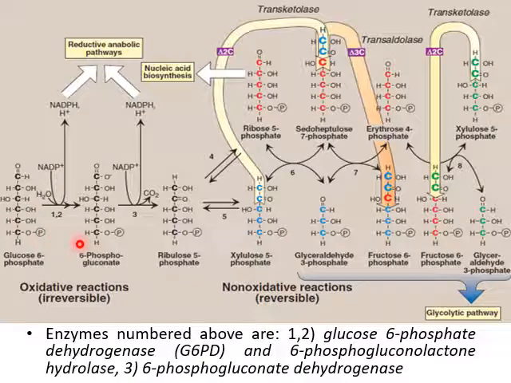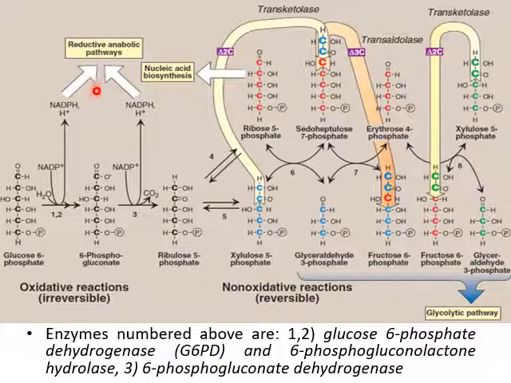Now in the second reaction, 6-phosphogluconate is converted into ribulose 5-phosphate, and in this reaction the enzyme 6-phosphogluconate dehydrogenase is used. This is the enzyme which catalyzes this step. In this reaction, carbon dioxide leaves and a second molecule of NADPH is generated. So one is here and another is here. So in the first phase of the HMP pathway, ribulose 5-phosphate is formed, carbon dioxide is released, and two molecules of NADPH are produced.